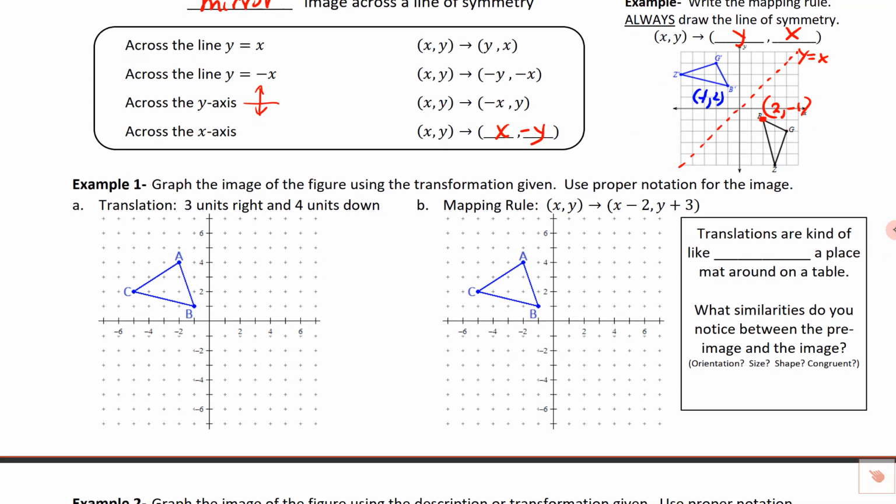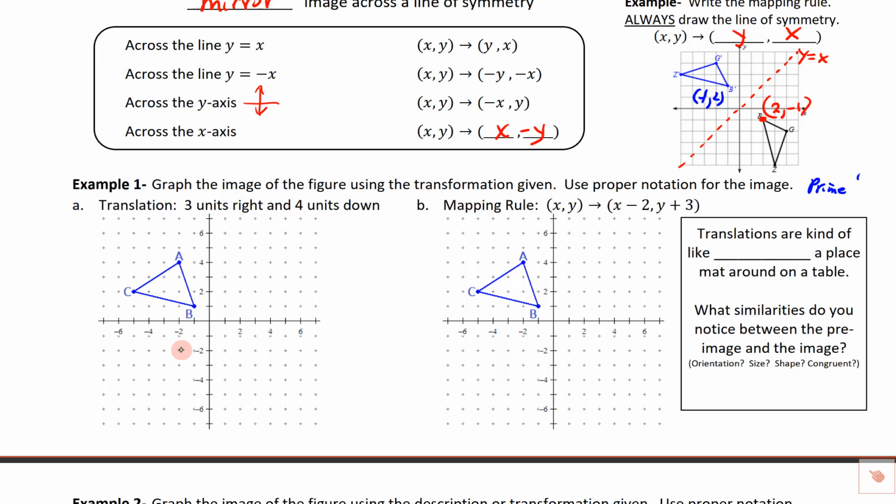So now what we want to do is practice using these. It says graph the image of the figure using the transformation given. Use proper notation for the image. Now when they say proper notation for the image, what they're talking about is prime notation. They're talking about using that right there. Okay, so don't get this confused. The one that's originally there, that is the pre-image. That's the old one.